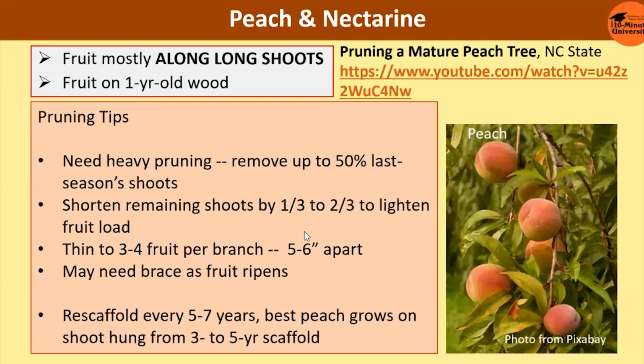Sorry about the interruption. In peaches and nectarines, it's really important to shorten the shoots where fruits can be and thin fruit in order to avoid breaking these branches. The best peach grows on young shoots hung from fairly young fruiting branch, 3 to 5 year old. So they need to be re-scaffolded periodically. Again, cut a branch low to the ground and stimulate new growth to form a new fruiting branch.